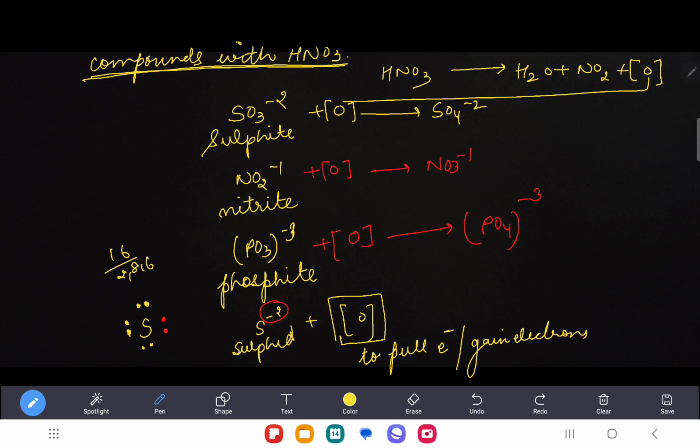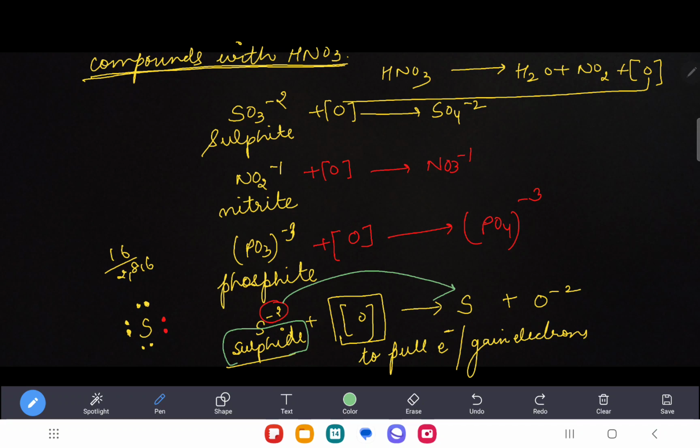with oxygen, what is going to happen? These 2 extra electrons will be pulled by oxygen. So that sulfide will convert into neutral sulfur. And O will become minus 2 because O has gained those 2 electrons and sulfur has lost those 2 extra electrons. Do you understand? So we will say that sulfide is oxidized to just sulfur.